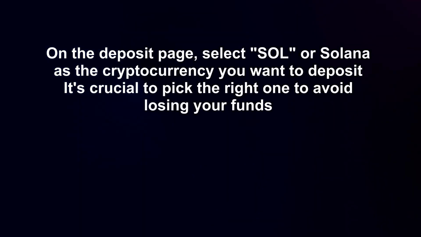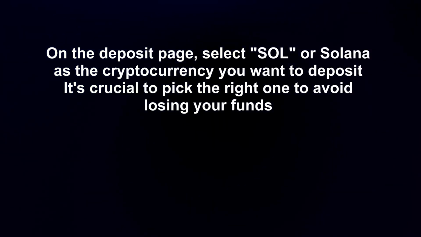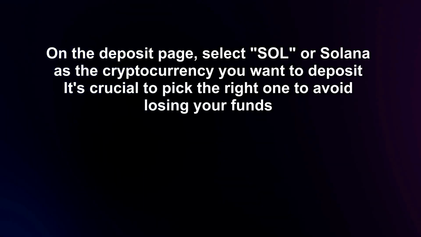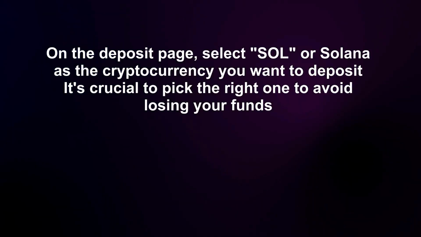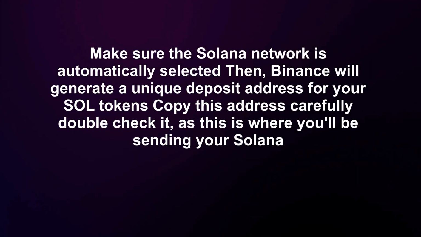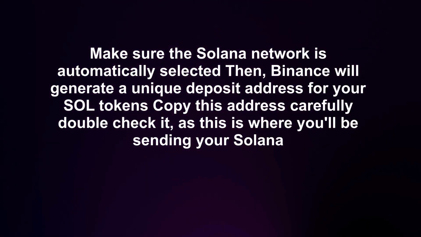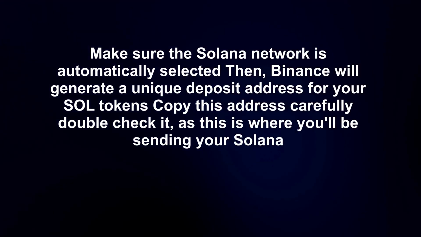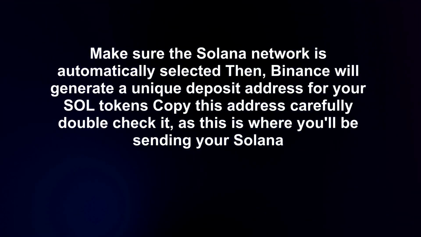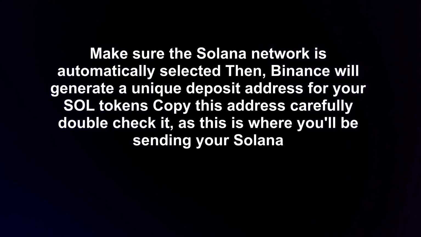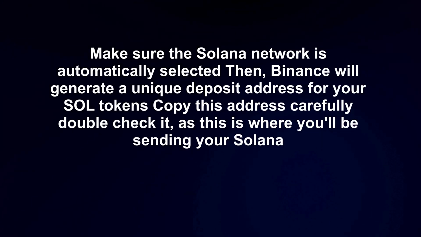On the deposit page, select SOL or Solana as the cryptocurrency you want to deposit. It's crucial to pick the right one to avoid losing your funds. Make sure the Solana network is automatically selected, then Binance will generate a unique deposit address for your SOL tokens. Copy this address carefully, double check it, as this is where you'll be sending your Solana.